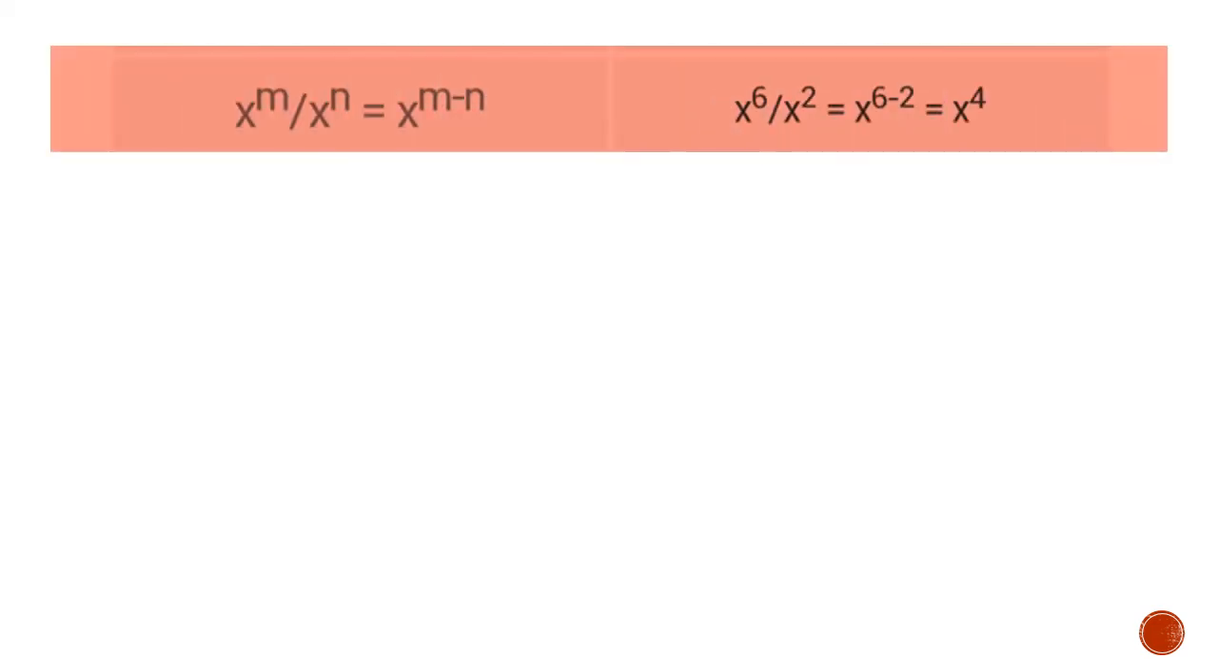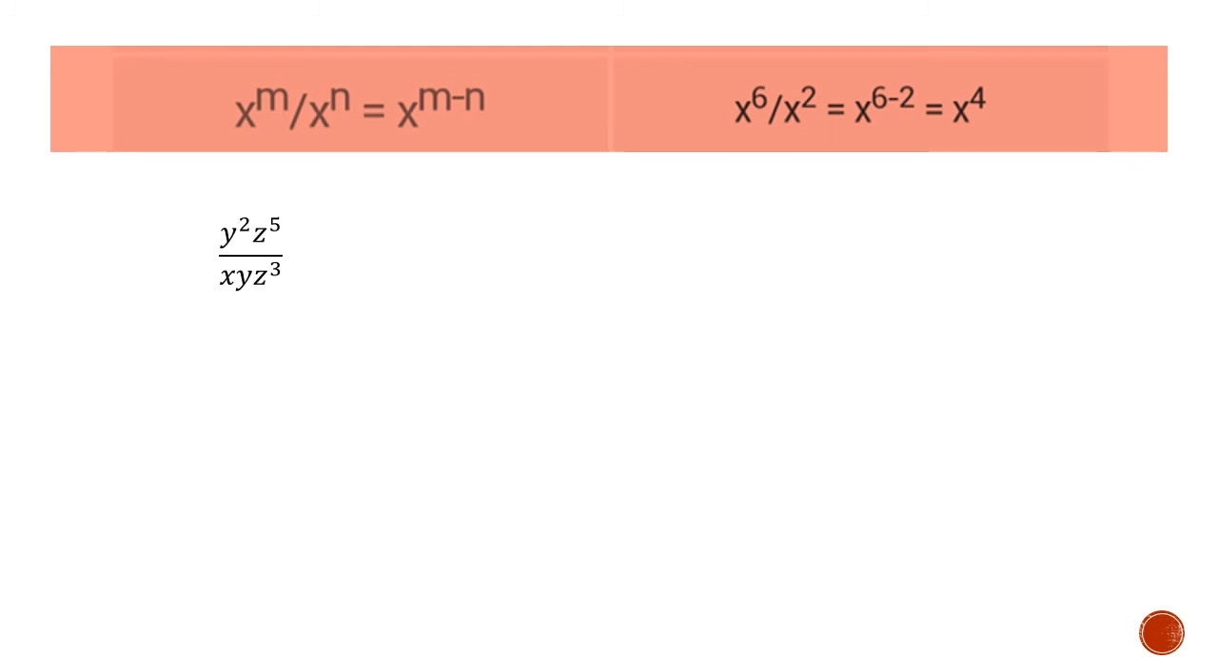Let's learn the other rule. So we have here x raised to m all over or divided by x raised to n is equal to x raised to m minus n. Kapag yung ating expression is naka-divide with the same base, maaari nating i-minus yung kanilang exponent. So here, for example, x raised to 6 divided by x raised to 2, we got x raised to 4. So let's have another example.